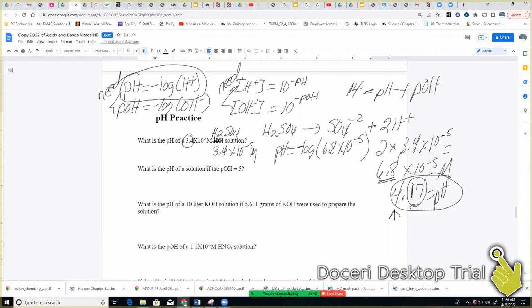All right, number 2, nice, easy one. I have the pOH of a solution. What is the pH of a solution if the pOH is equal to 5? So what am I going to do on that one? 14 minus 5, right? That's going to give me 9, which is going to be my pH. No places behind the decimal because my original one didn't have any places behind the decimal. Be nice if they could all be that easy.